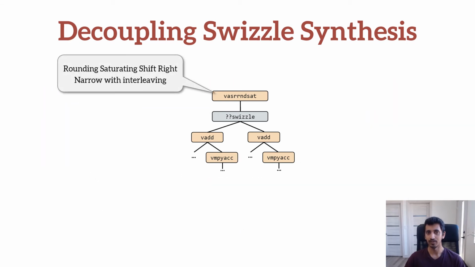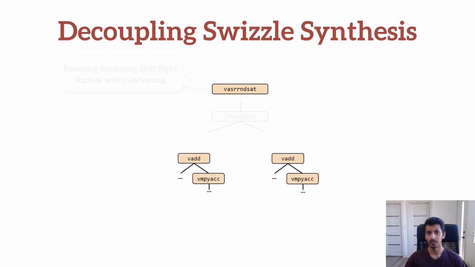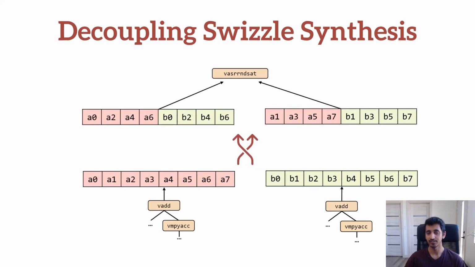In this example, we have a swizzle-free sketch that uses the fused HVX intrinsic to perform the rounding saturating shift right narrow operation. However, since this instruction produces interleaved output, we must deinterleave the input vectors to undo the implicit interleaving and get the output in the right layout. When synthesizing swizzle-free sketches, we represent data movement such as this as a hash table that maps each lane of the swizzled vector to the input value that it must contain.